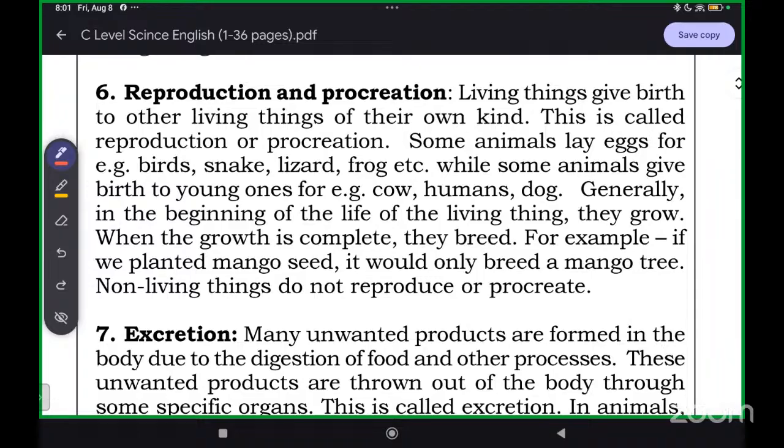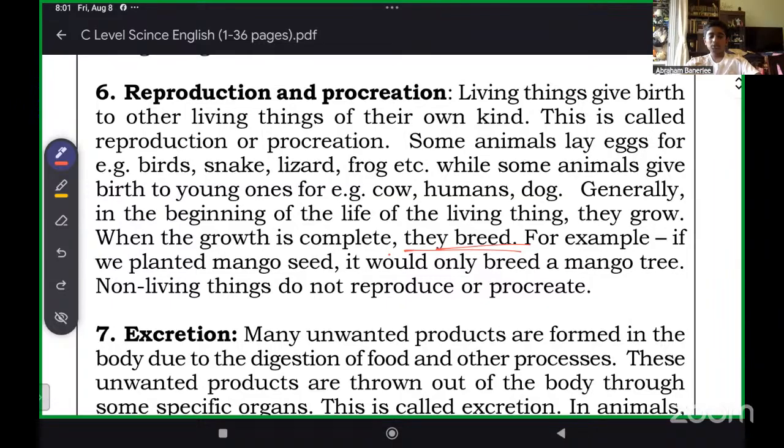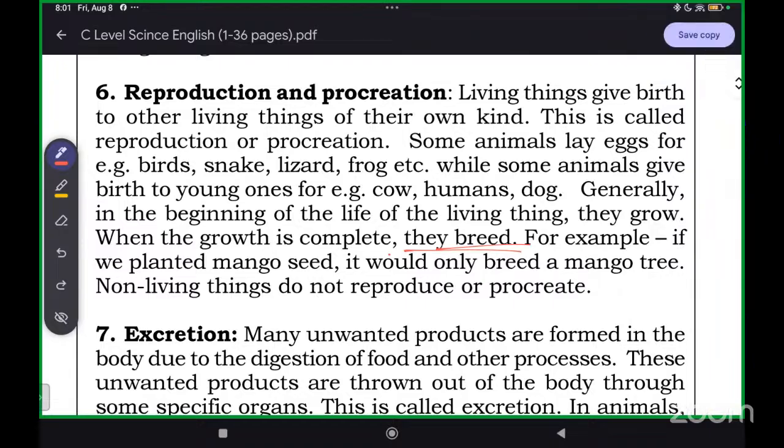Generally, in the beginning of the life of living things, they grow. When the growth is complete, they breed. For example, if you plant a mango seed, it will only breed a mango tree. Breed means they give birth to. If you're planting from a mango tree, you can only get mango trees. So living organisms procreate or reproduce their own type of species. Procreation basically is reproduction, right? Yes, exactly. They mean the same thing. Non-living things do not reproduce or procreate.